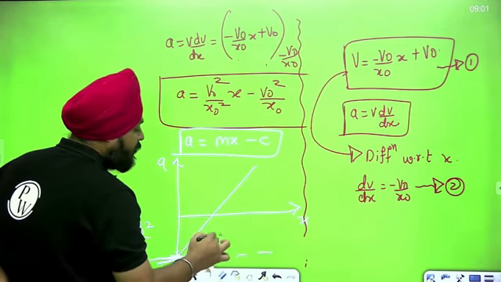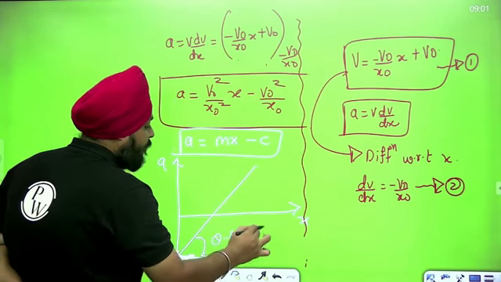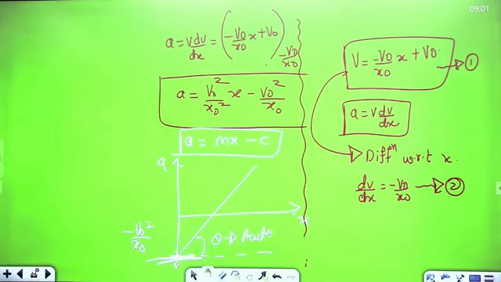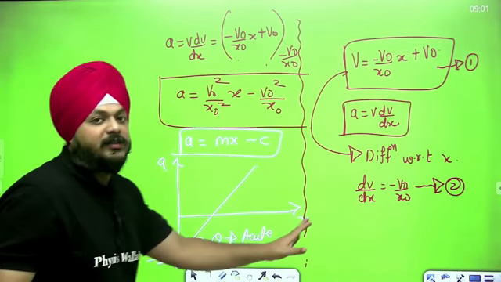See, with respect to the positive x-axis, theta is acute. If theta is acute, slope is positive. This will be the perfect A versus X graph.